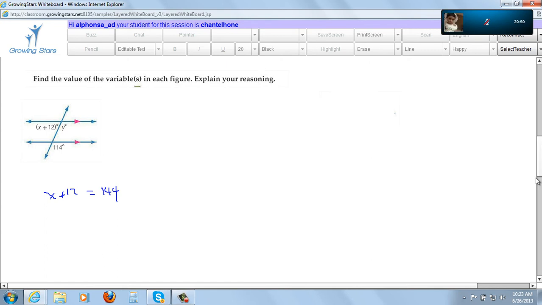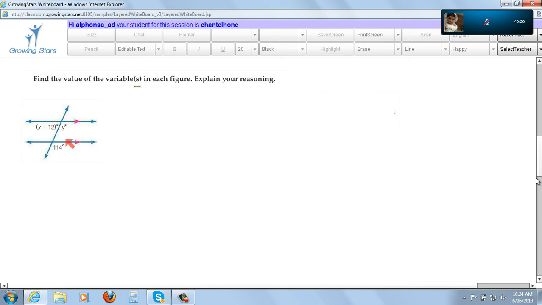Are you sure? According to which reason? Oh, I know. You were thinking about alternate interior. Am I correct? Yeah, alternate interior. I just mentioned interior means it will always be inside the two parallel lines. And alternate means one angle will be on one side and the other in the opposite direction on the other side, like this. See?